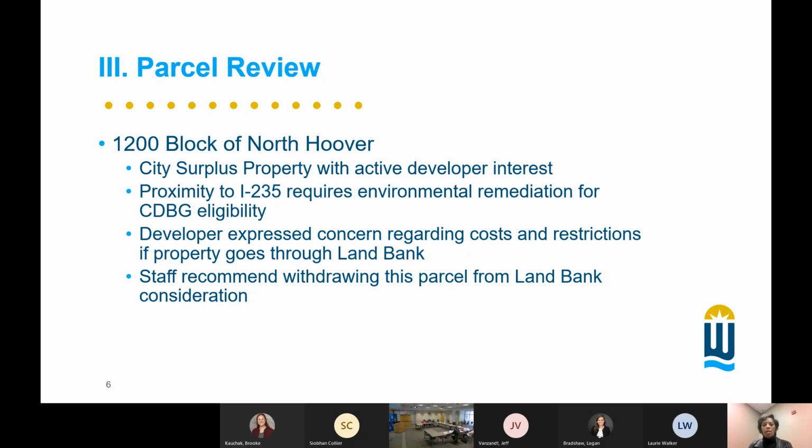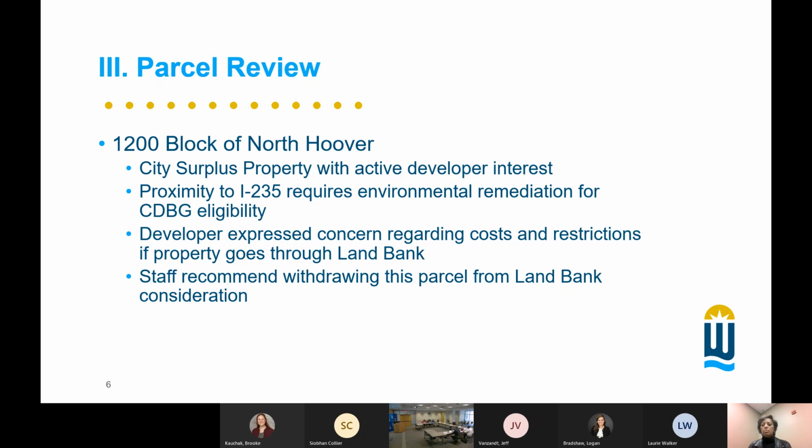I want to make sure I'm understanding what the rub is. If this property goes directly to the developer without coming through the land bank, they are not responsible for the environmental remediation. But if they go through the land bank, they are required to meet environmental remediation? That is correct.